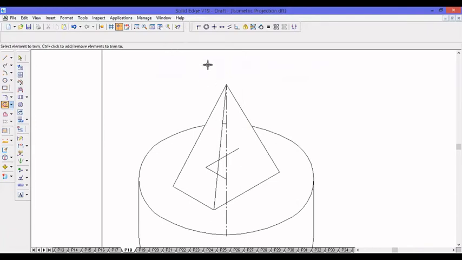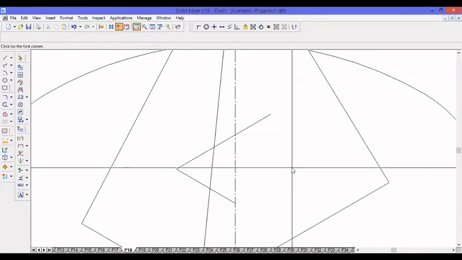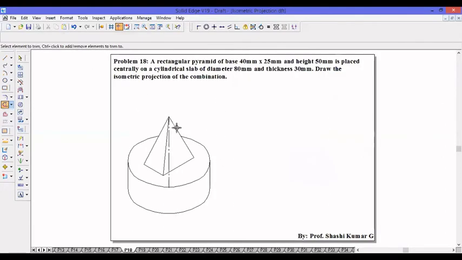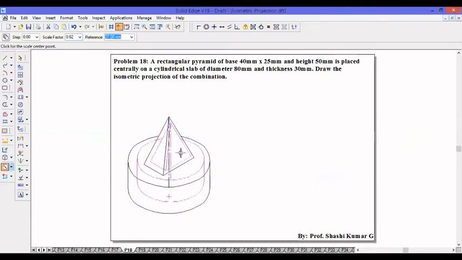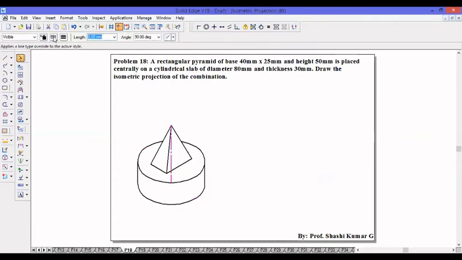The interior part of the cylinder is going to be invisible, and this construction line is also not required, but don't delete the axis, retain the axis and select the whole thing. Give isometric scale factor 0.816 and line thickness 0.5 mm. Change the line thickness of the axis to 0.13. So this is the solution for problem number 18.